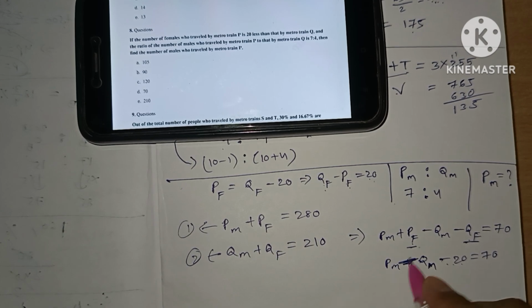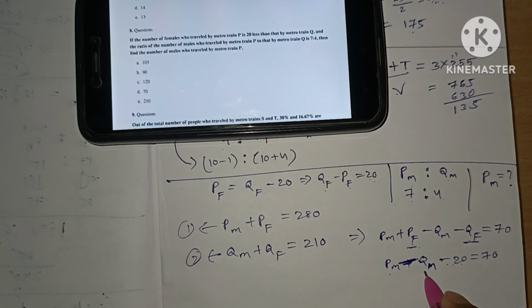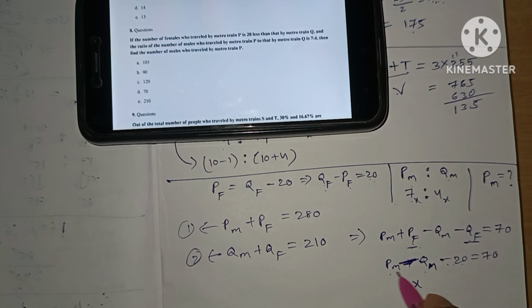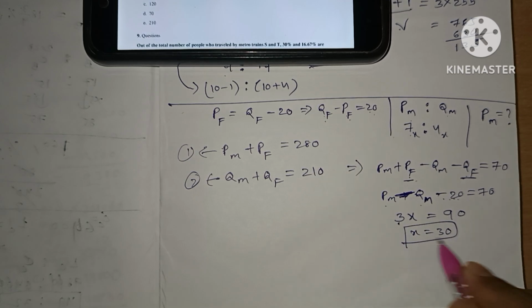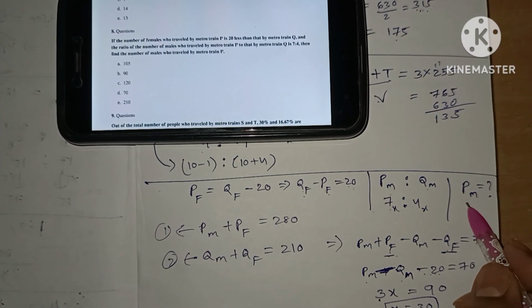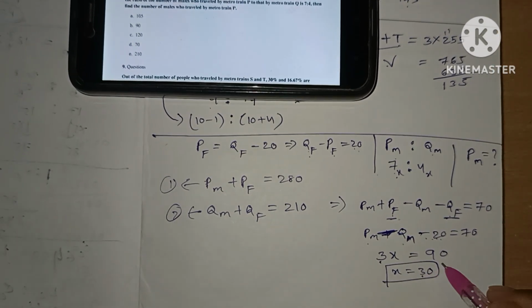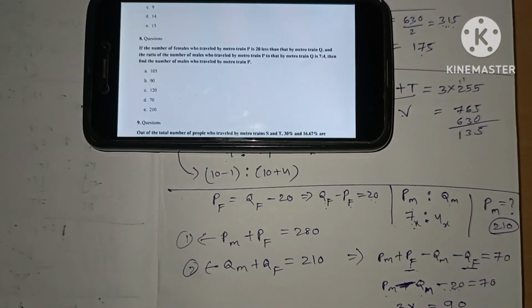So we know that PM and QM have a ratio of 7:4. Let us assume them as 7x and 4x. So 7 minus 4 will be 3x. Now we get 3x equals 70 plus 20, which is 90. So x value we get is 30. We need to find the value of PM. PM is 7x. X value is 30, so 7 times 30, which will be 210. So the answer will be 210. Option E is our answer. Next.